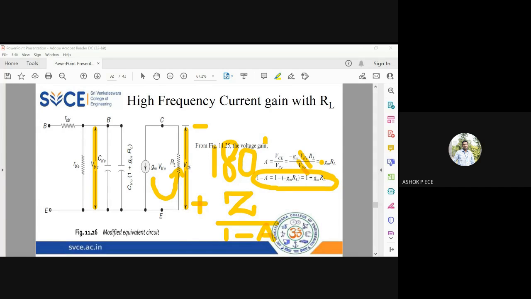Last class, if you have understood, we found the short circuit current gain. Now we are doing the same thing with load resistance RL, and we are also applying Miller's theorem. And we are seeing what all parameters are influencing the upper cutoff frequency of my amplifier, F2. Okay. I hope the things are clear.